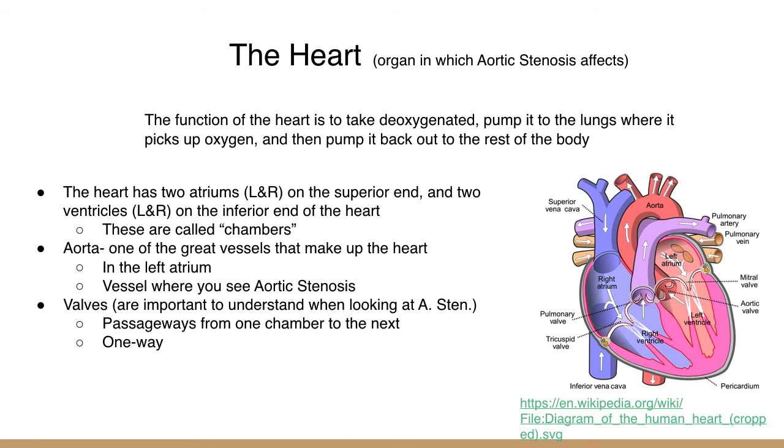The heart is the organ which aortic stenosis affects. The function of the heart is to take deoxygenated blood, pump it to the lungs where it picks up oxygen, and then pump it back out to the rest of the body. The heart has two atriums, a left and a right, located on the superior end of the heart, and two ventricles, left and right, on the inferior end of the heart. These are called chambers. The aorta, which is one of the great vessels that make up the heart, is located in the left atrium and is where you see aortic stenosis.